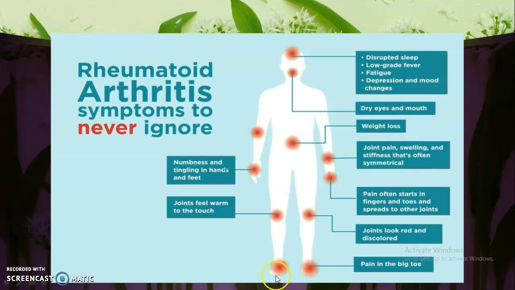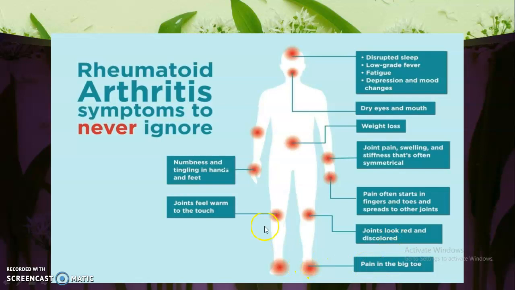These symptoms are very important. Disturbed sleep, low grade fever, fatigue, depression and mood changes, dry eyes and dry mouth, weight loss, joint pain, swelling, stiffness. Pain often starts in fingers and toes and spreads to other joints. Joints look red and discolored.